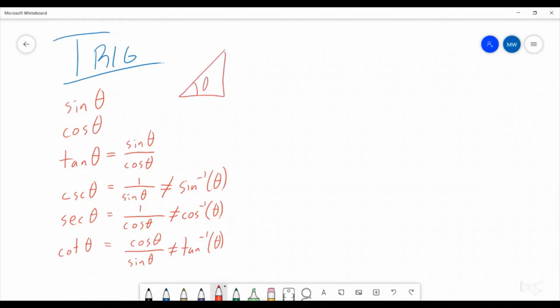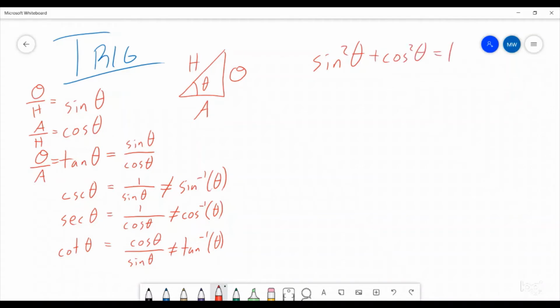a triangle. So if there's theta and we label these opposite, adjacent, let's make that clear, it's an O, and then hypotenuse, sine is opposite over hypotenuse, cosine is adjacent over hypotenuse, and tangent is opposite over adjacent. So those are some key things to remember. Another one is sine squared theta plus cosine squared theta is 1.